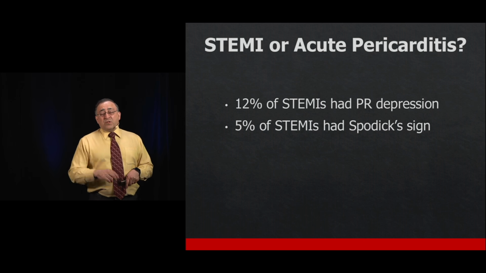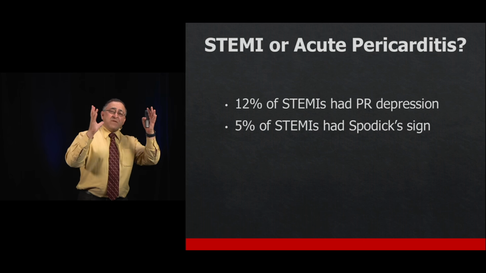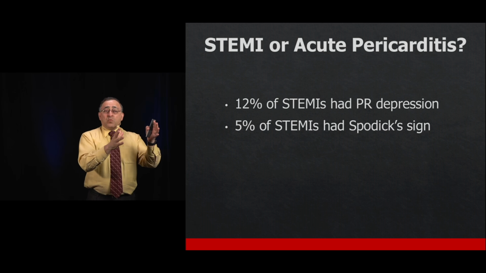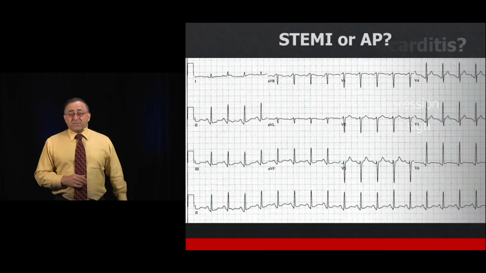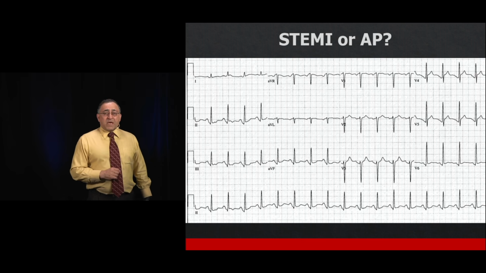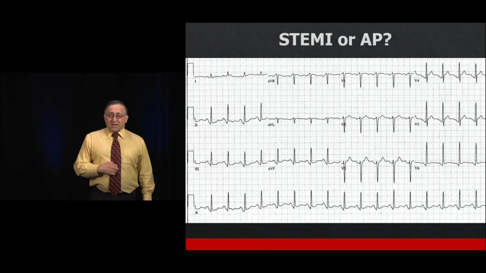And that's why I say look for all of the things that rule in STEMI first. And if you don't find rule in STEMI criteria, then look for the PR segment depression. Then look for the Spodick sign. All right? Okay. Well, this is a case that got me fooled.